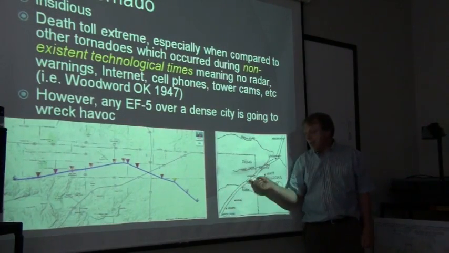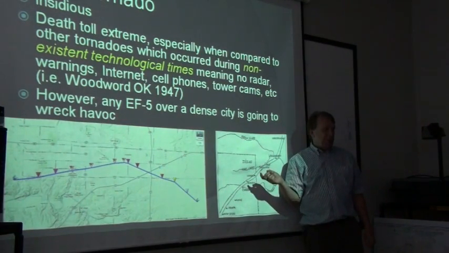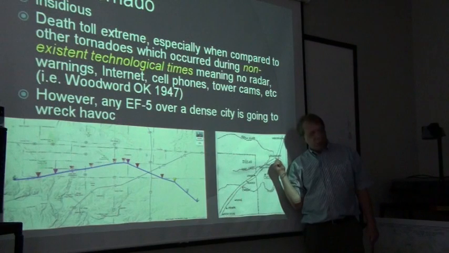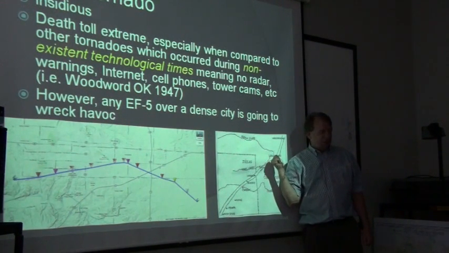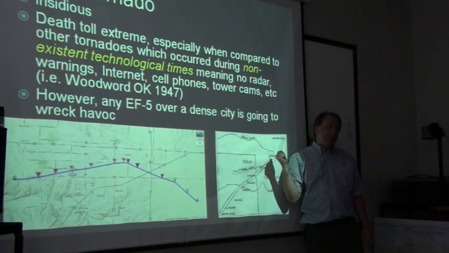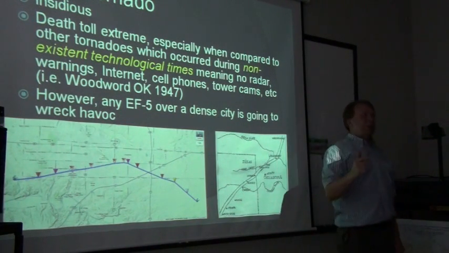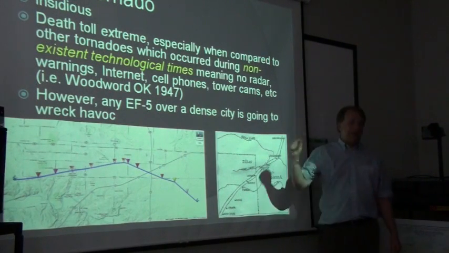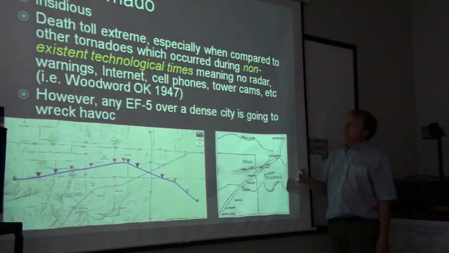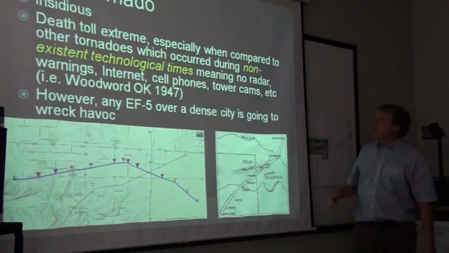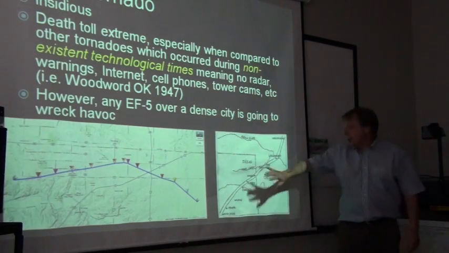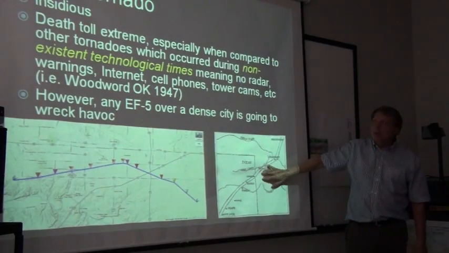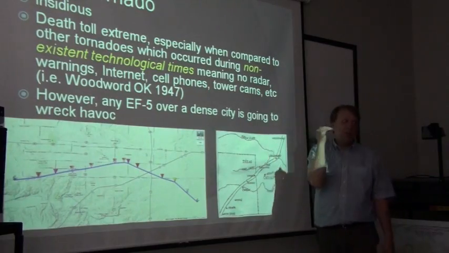There's no way this would go undetected. So you have to ask yourself, if technology in Woodward, Oklahoma in 1947 were up to snuff with today's technology, what would the death toll have been? Probably a lot lower. That's what makes Joplin even more insidious. We have all that stuff. We have cell phones and advanced radars and tower cams and internet and sirens, and they had none of that in Woodward. So that's what makes the 160 total.